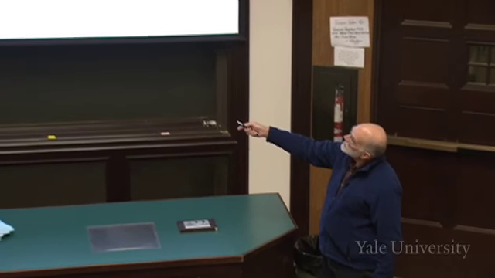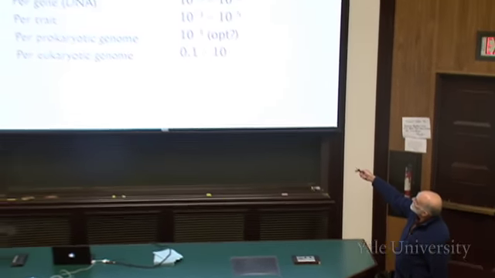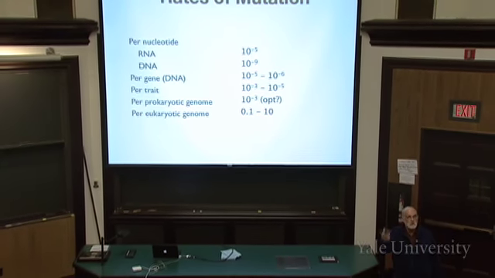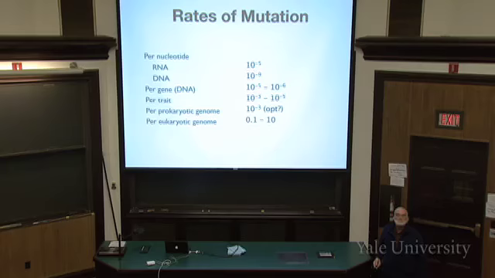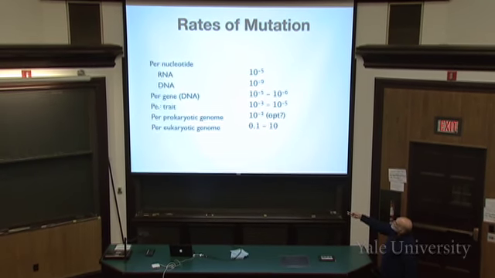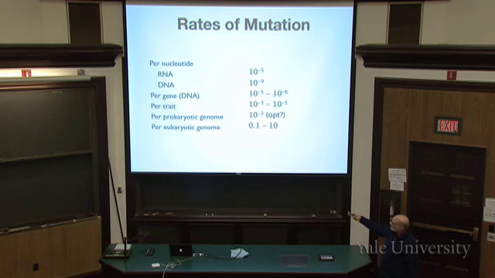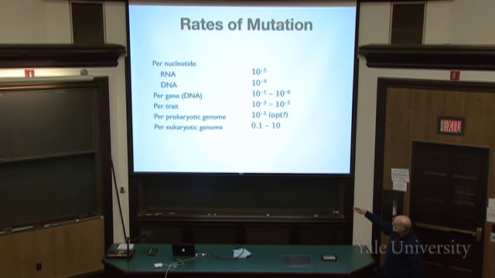The per gene rate of mutation in DNA is about 1 in a million. So this is like per meiosis. The per trait mutation rate is about 10 to the minus third to 10 to the minus fifth. The rate per prokaryotic genome is about 10 to the minus third, and per eukaryotic genome, it's between 0.1 and 10.